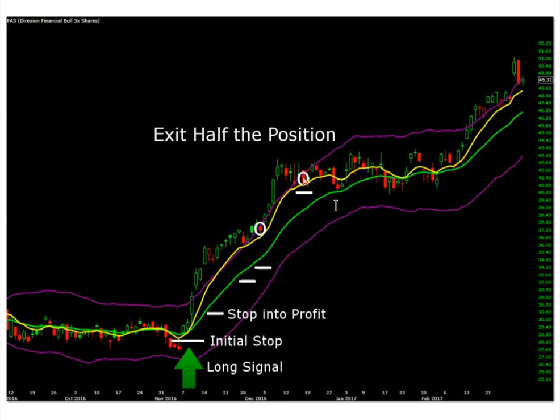We get our second close inside the Keltner channel here, and we exit half our position, and now our stop goes up to the halfway point between the 21 period EMA and that 9 period EMA. And that's where our trailing stop is now to protect profit. And then if we get a third exit signal, it bounces back up, closes in a third time, then we exit the second half of the position. And it worked out perfectly on this trade. This is a picture-perfect trade.